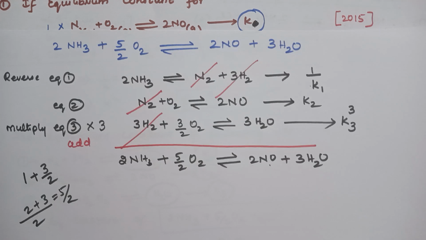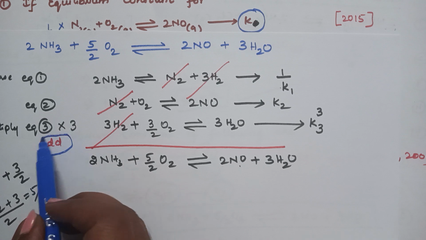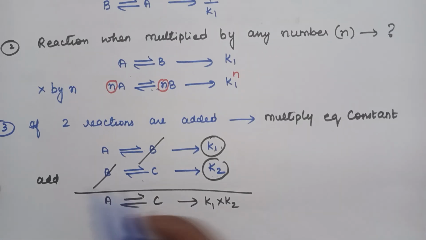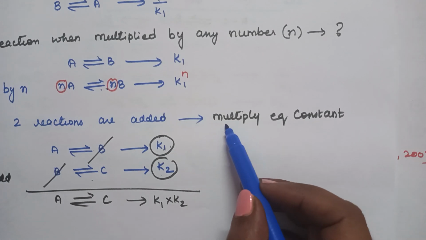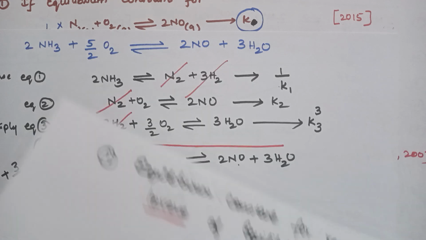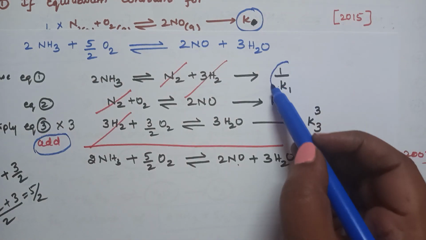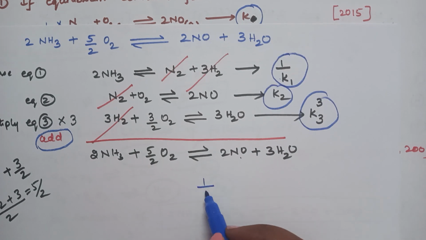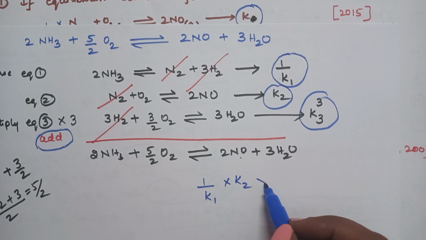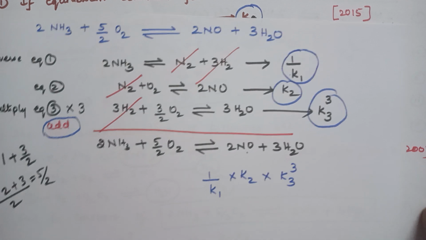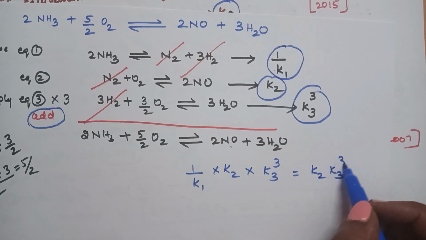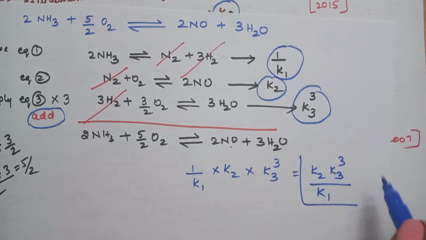So now what we have to do is, see here, we have added the equations. When we add the reactions, what do we have to do with the equilibrium constant? See here, when reactions are added, you have to multiply the equilibrium constants. So we have to multiply 1 by K1 into K2 into K3 to the power of 3. So multiplying this, you will get K2 K3 to the power of 3 divided by K1. So this is the answer.